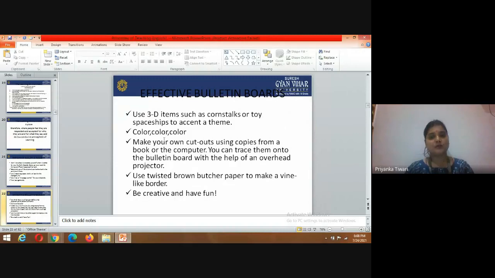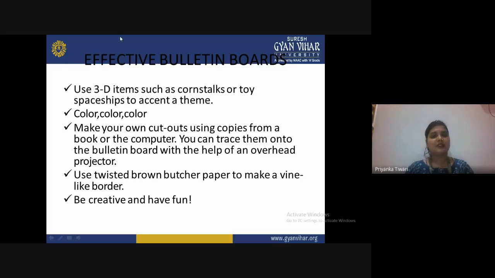Effective bulletin boards require 3D items such as constructs of toys and spaceships to accent and add color. Make your own cutouts using copies from a book or the computer, and you can trace them onto the bulletin board with the help of an overhead projector. Use twisted brown and blue chalk and paper to make a vine-like border, and be creative and have fun.